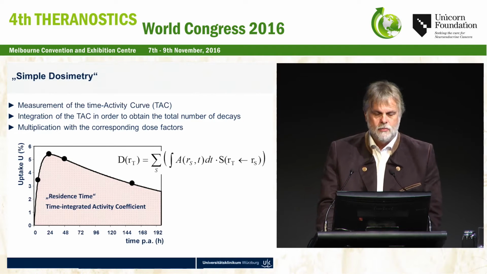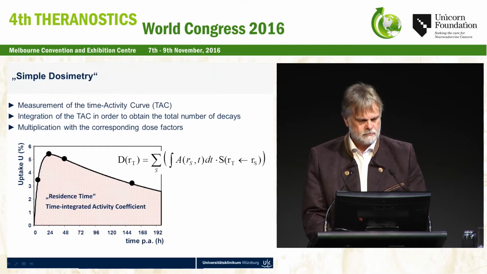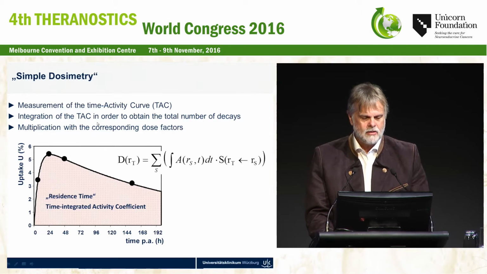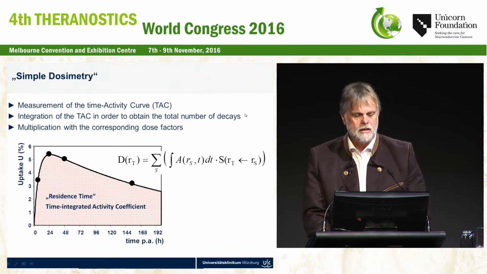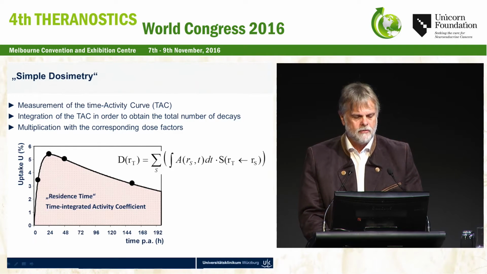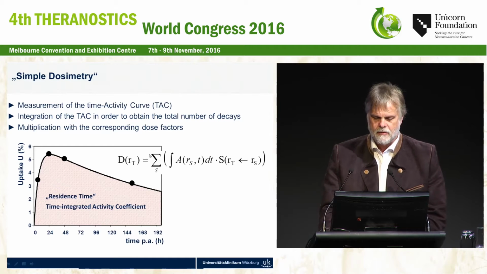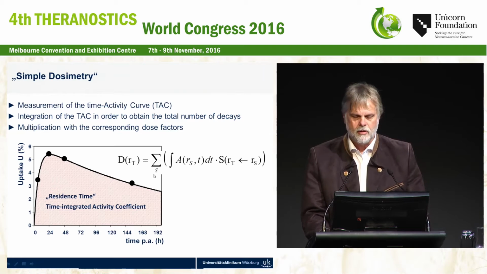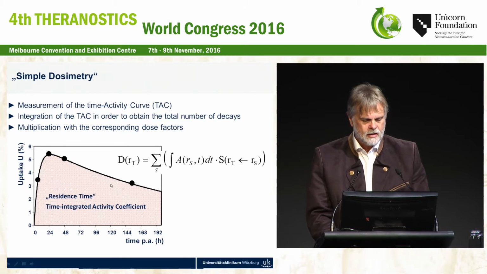Just to remind you what we have to do for dosimetry, we have to measure the time activity curve, trying to be as quantitative as we can. The second step is the integration of the time activity curve in order to obtain the total number of decays in the organ or region that we look into. And we have to multiply, of course, with the corresponding dose factors, or fold it with the corresponding dose factors. And this is the equation taken from the MIRD. So you have to integrate over the time activity curve, multiply it with the S value, and sum over all contributions of all organs, or voxels, or whatever structure you can imagine. And here it's visualized again.